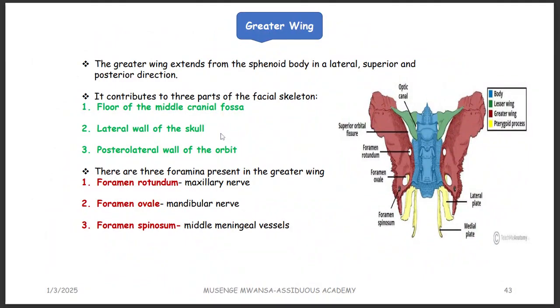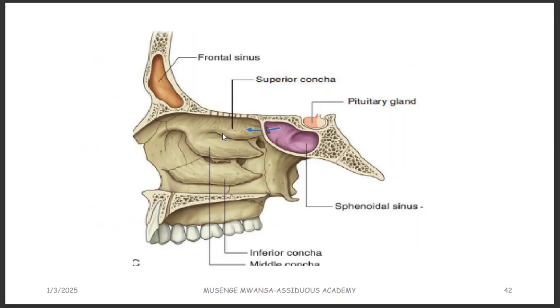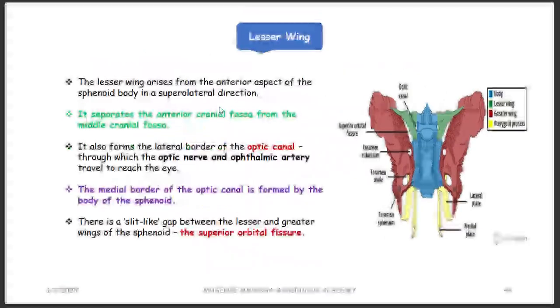Hope that makes sense, and it will also form the posterior lateral wall of the orbit. It is also found in the eye, posterior lateral aspect. The lesser wing of the sphenoid, we already did mention about it.